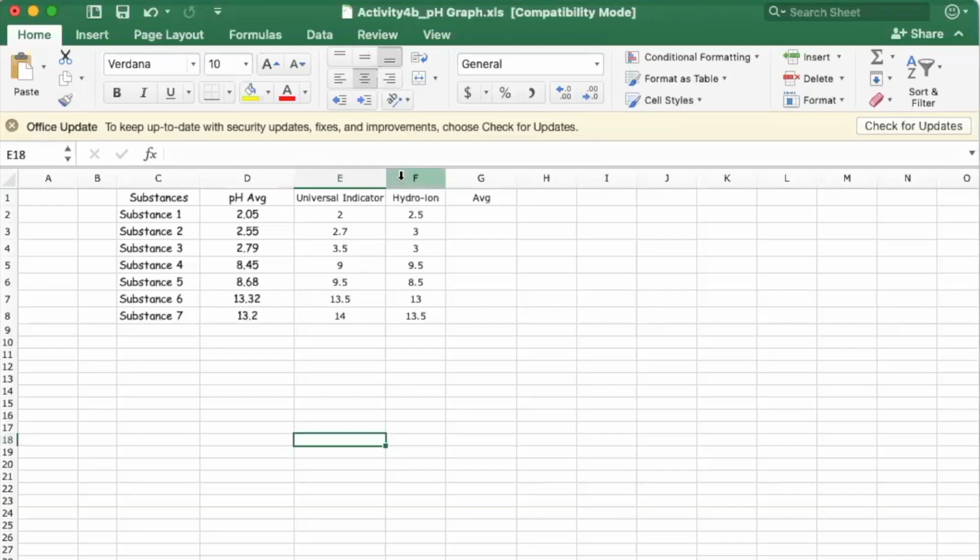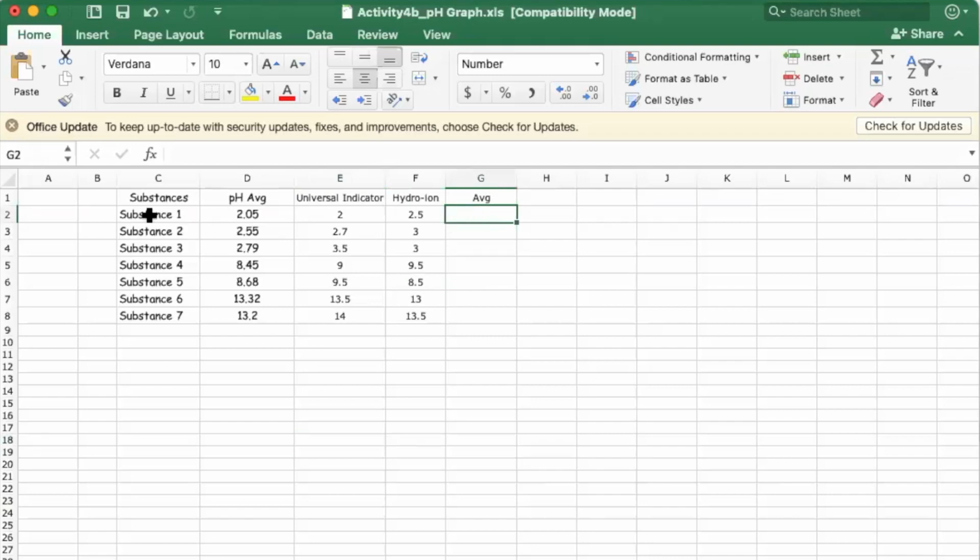You're not going to get a pH on litmus paper. Litmus gives you whether, when it's red, it's acidic. When it's blue, it's basic. If you have red and it stays red, if you have blue and it stays blue, it's sort of neutral. Okay, so you're not going to get a number from litmus paper, but you will get numbers from your pH readings, your universal indicator, and your hydroion paper. What you want to do is you want to take an average.